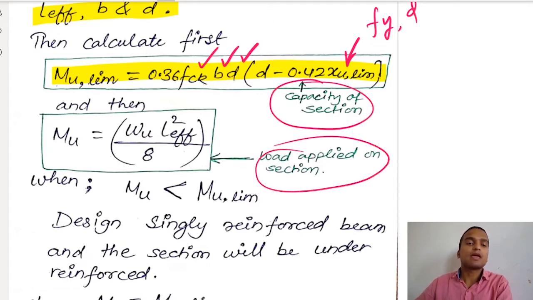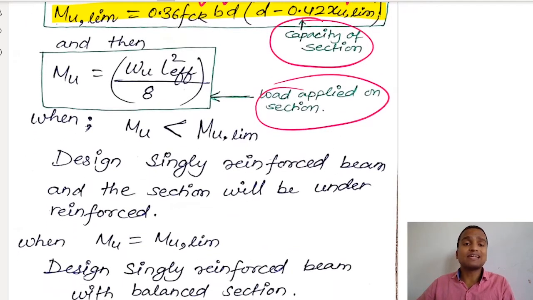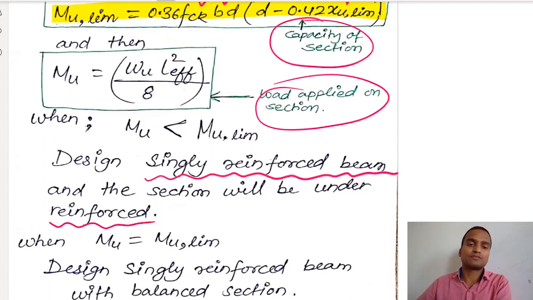If you get the value of Mu less than Mu limiting, meaning the applied moment is less than the moment carrying capacity, then what do we do? Then it is very easy. Simply we go for design of a singly reinforced beam, and the section will be under reinforced. This is very happy news for us.